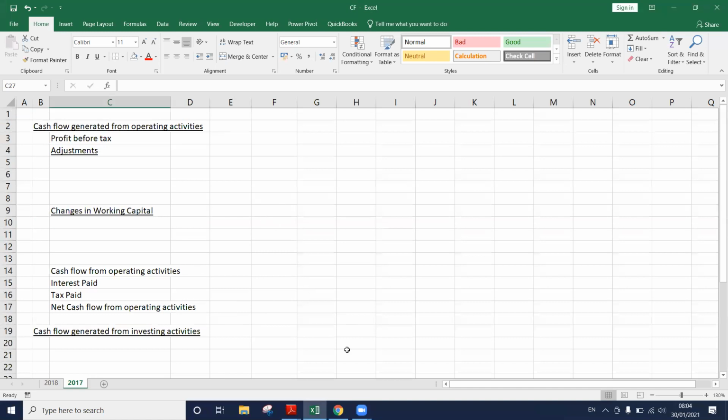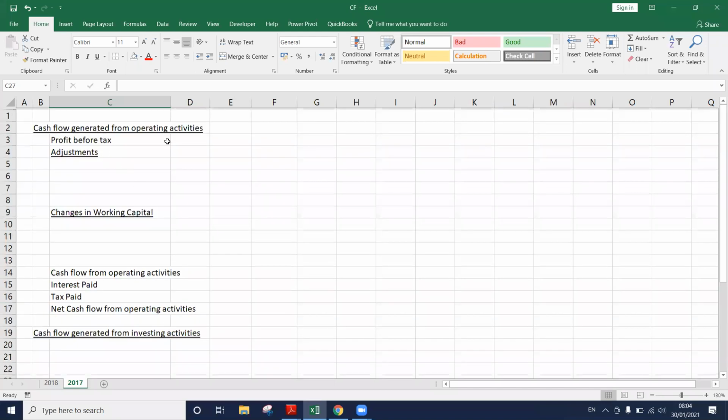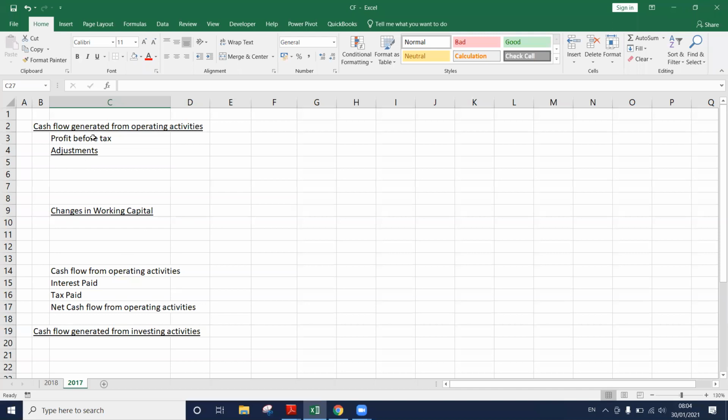Right, 2017 one. Okay, so we have cash. We need to present cash flows generated from operating activities, investing activities, and financing activities separately. Because we are using the indirect method here, we need to start with the profit before tax figure. For that, we need to adjust for non-cash incomes and expenses and changes in working capital. From that, we need to deduct the interest and the tax amount we have paid in cash.